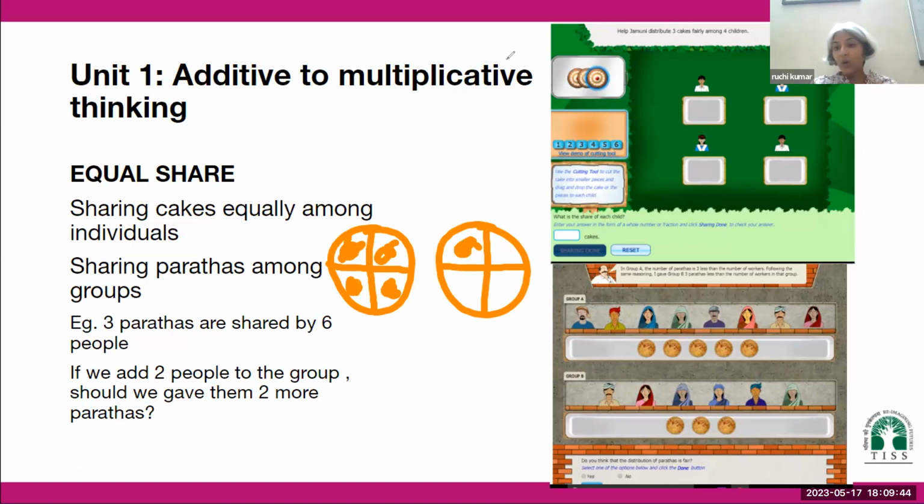Now, what is the most common mistake that students make when looking at this representation? Can you tell me? You are teachers, you must be aware of that. So instead of 5 upon 4, what do they write?